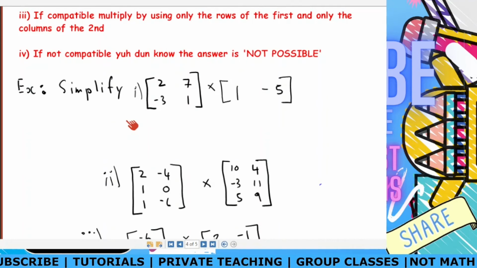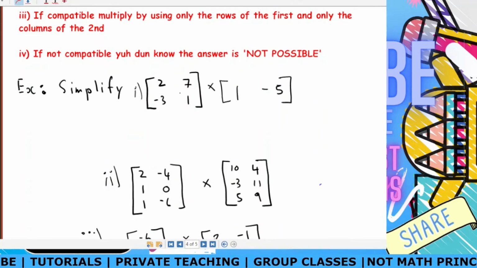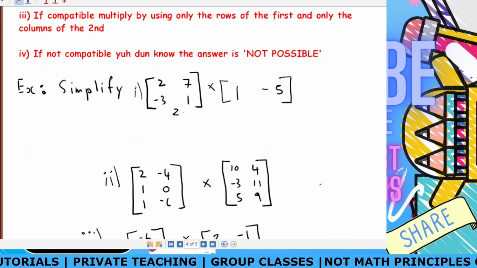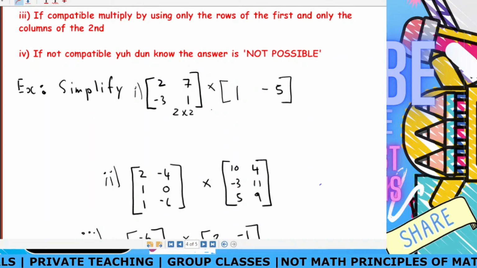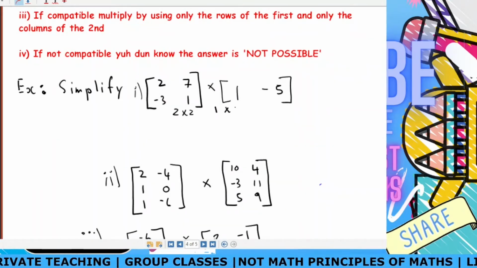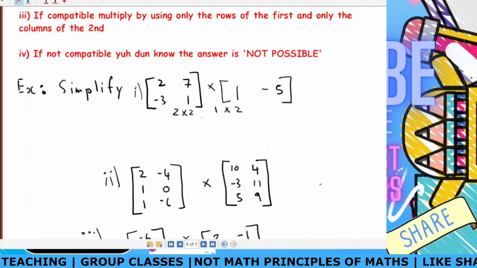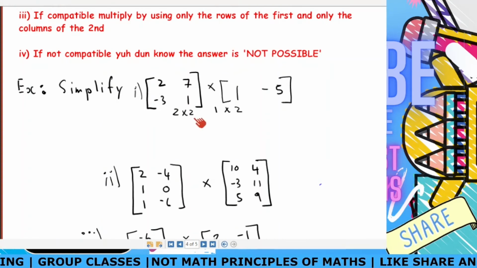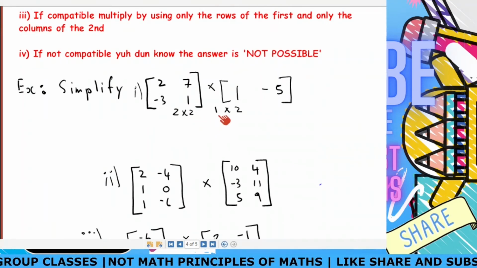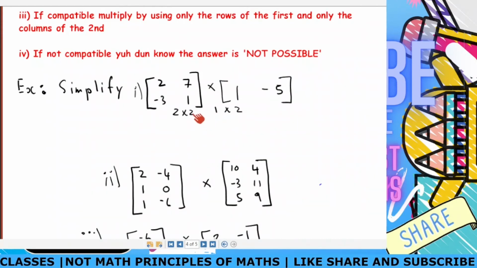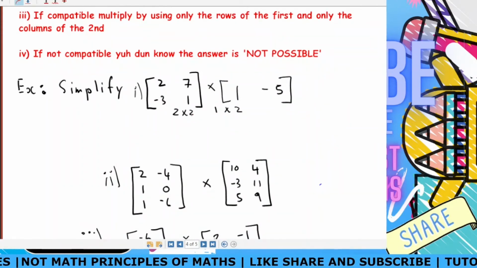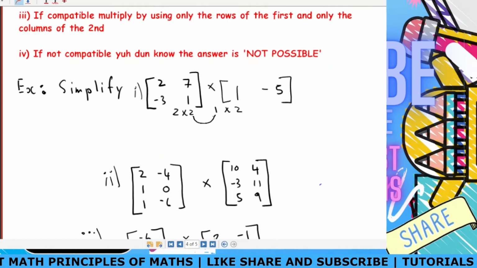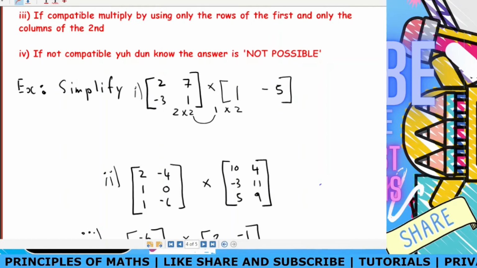Alright, so next it says simplify. The first thing we do is to write the orders down. So I will explain exactly what everything means now. When I write the orders down, I get a 2 by 2, I have a 1 by 2. What do you realize? You realize that these middle numbers are the numbers that we must focus on. These middle numbers have to always be the same. In order for you to multiply, those middle numbers have to be the same.